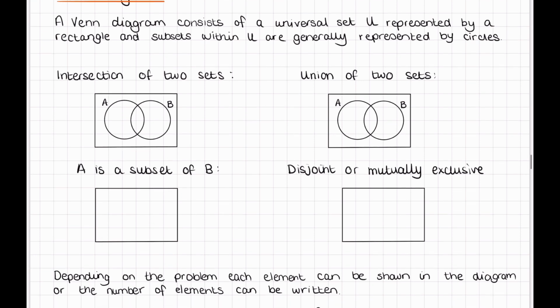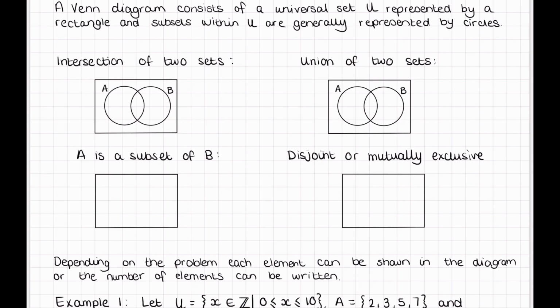First of all, the intersection of two sets. If A is the first circle and B is the second circle, the intersection is the parts of the circles that are in both, which means it's the part where they overlap. So the intersection of two sets is that middle part there, because that part is in both circles.